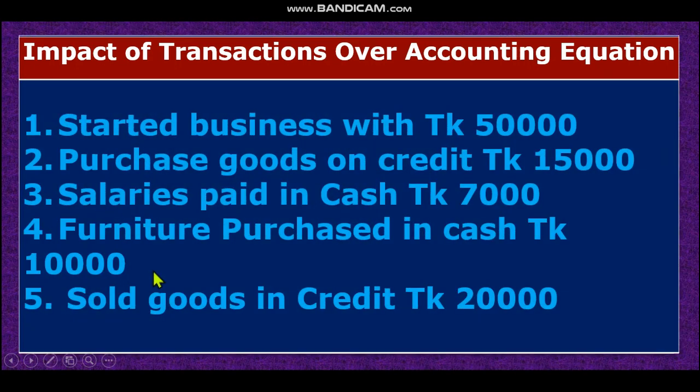Number 1, started business with taka 5,000. You know that this changes the financial condition of an organization. So this is a transaction by starting business. What is the financial condition change? By starting business, our cash money increases. On the other hand, who has given this money? The owner of the business. So equity also increases.